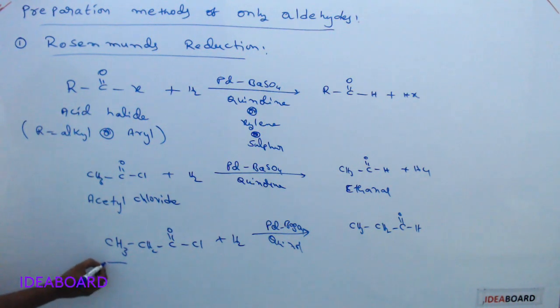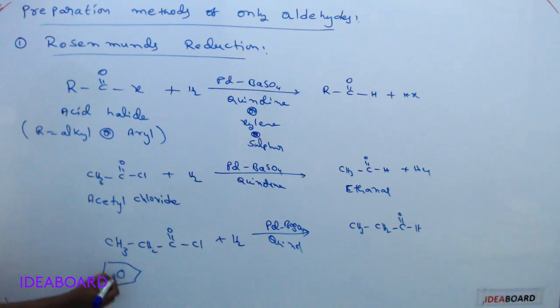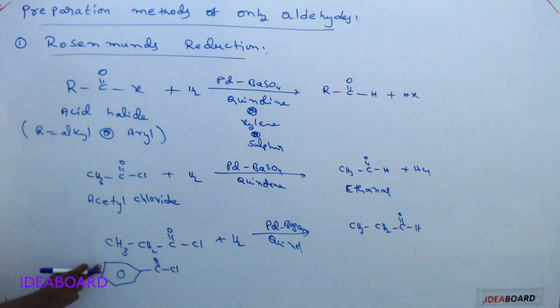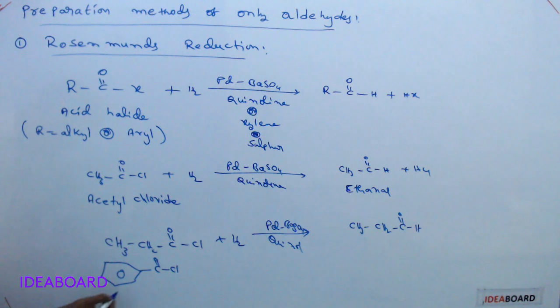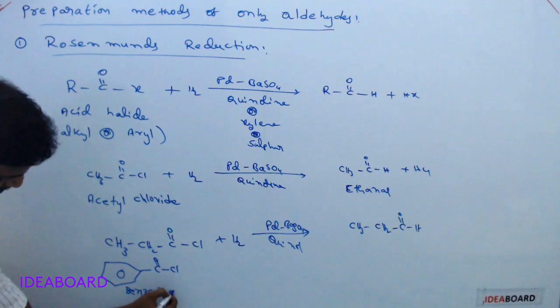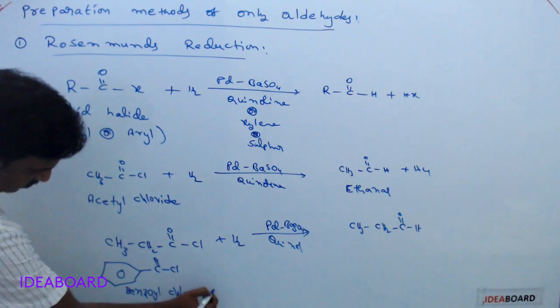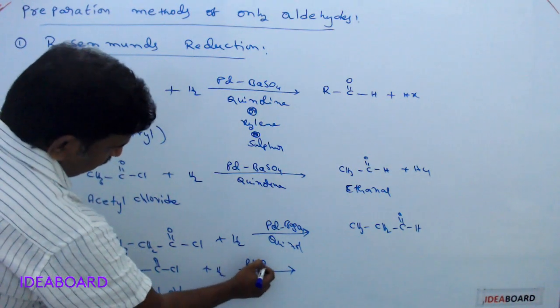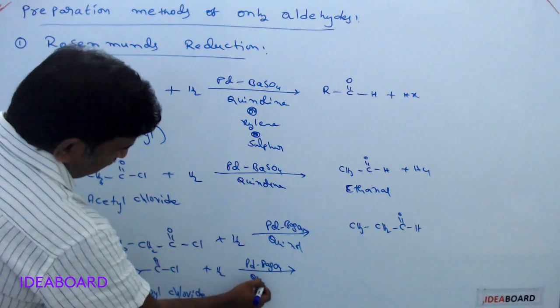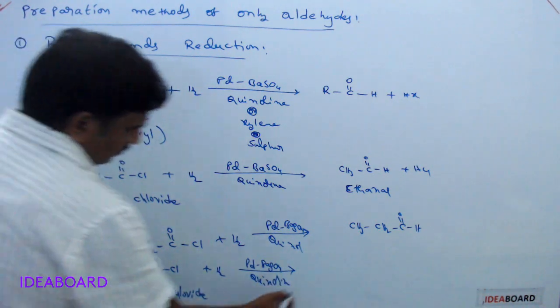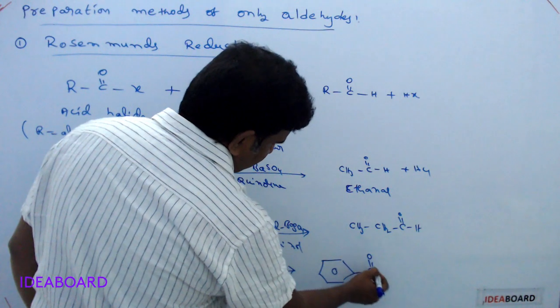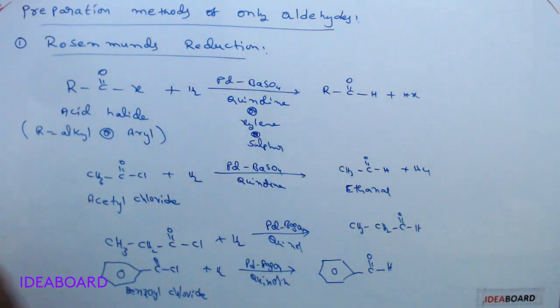And suppose you are taking a benzene ring with COCl. This compound is known as benzoyl chloride. This benzoyl chloride undergoes reduction in the presence of Pd/BaSO4 in quinoline to give C6H5COH, that is benzene ring with CHO. This is called benzaldehyde.